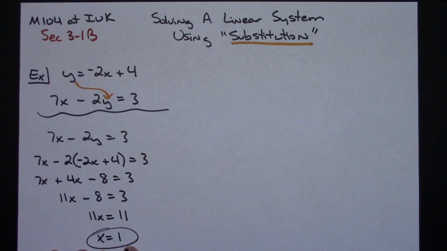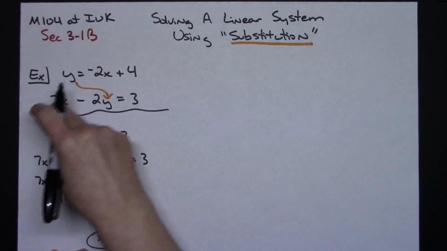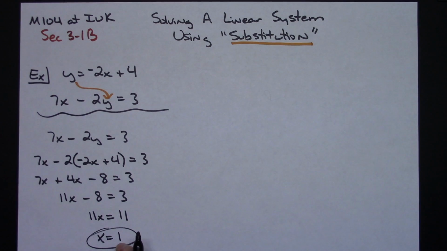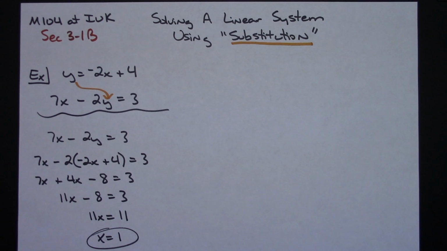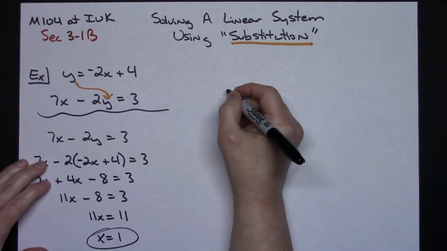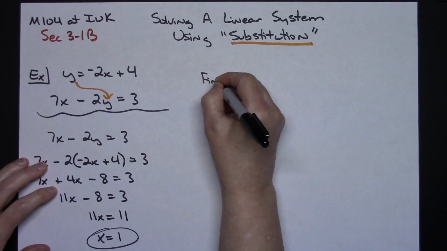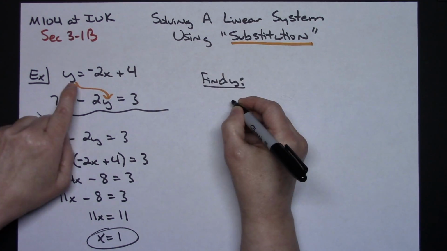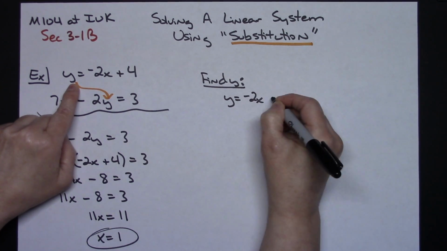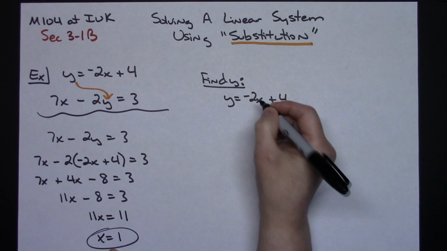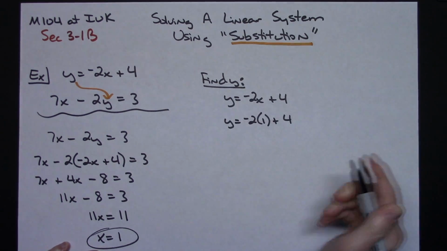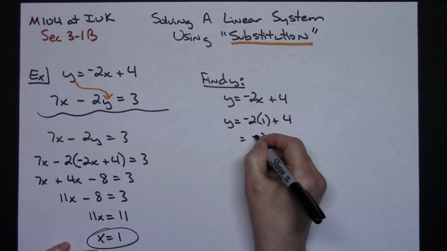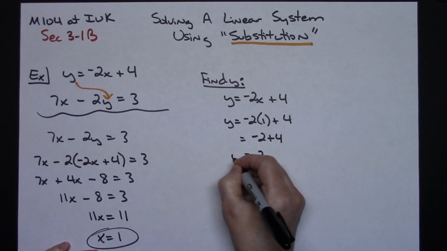Once I find one of these values, either x or y, and in this case it was x, then I can plug it back into either one of these two equations to find y. Since that equation is in y equals form, I'm going to choose the top one to plug it back into. So let's put here, find y, because that's where I'm at now. So I'm going to start with the equation, y equals negative 2x plus 4. I know x is 1, so I'm going to replace that in here. y equals negative 2 times 1, which then will be a negative 2 plus 4, which is going to give me a 2 for my y.